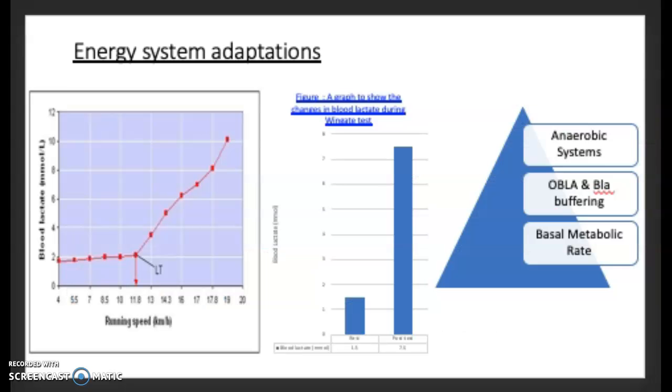There are also energy system adaptations as a result of anaerobic training. Anaerobic training can also cause significant changes. Firstly, for the ATP-PC system, anaerobic training consistently can lead to increased levels of ATP and PC in the muscle and an increased capacity to generate ATP in the ATP-PC system. A reason for this is due to the increased activity of enzymes such as creatine kinase.